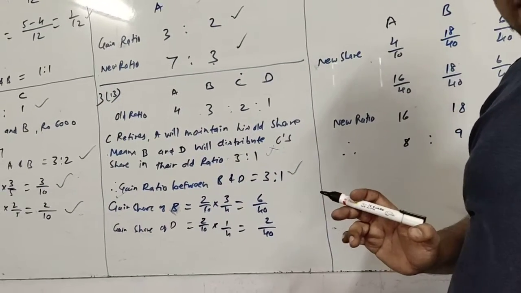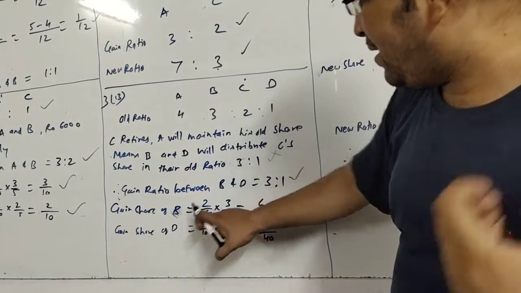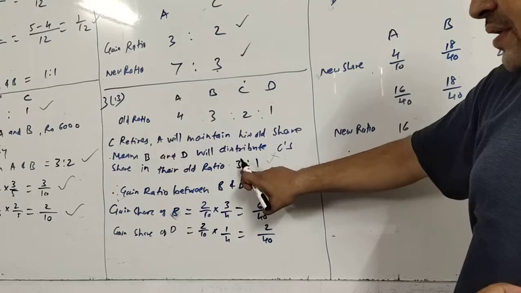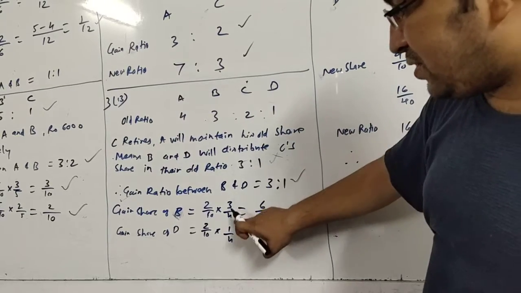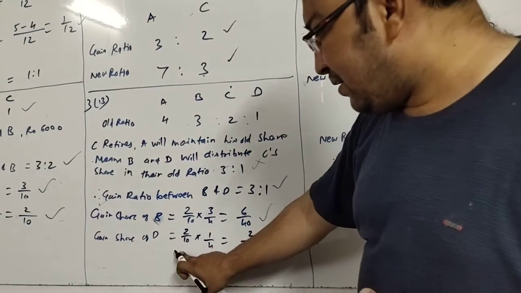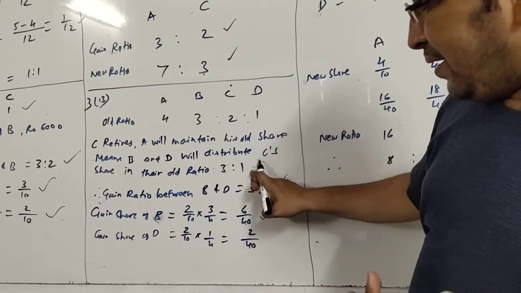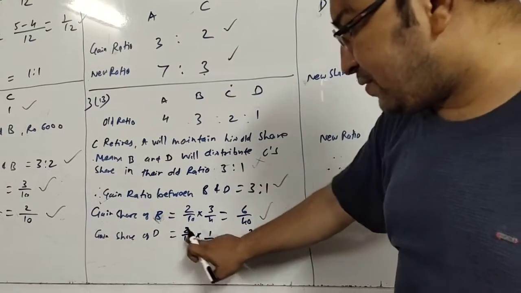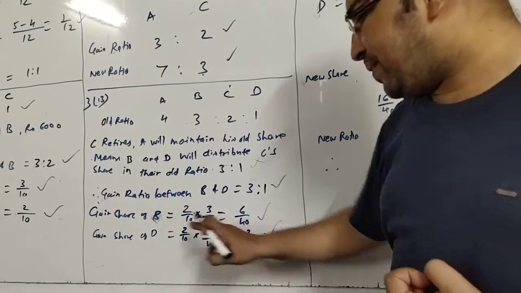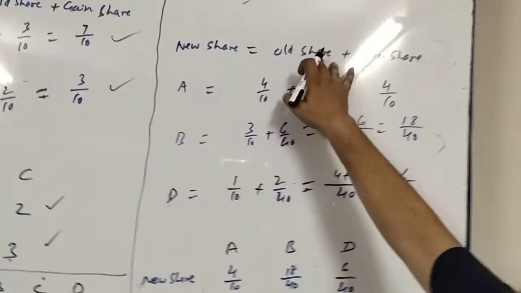Now we will find the gain share. We will find the gain share of B. The share of the retiring partner is 2 by 10, into that gain ratio, gain share based on gain ratio 3:1. So 3/4, 3 twos are 6, 6/40. Here, gain share of D: 2/10 is the retiring partner's share and his share based on gain ratio is 1/4. So into 1/4, 2/40. So gain share of B is 6/40, gain share of D is 2/40.